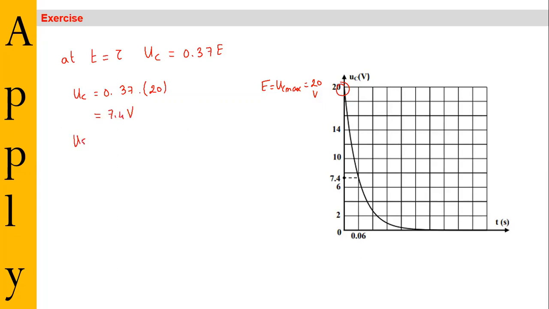Now, using the figure with the graph, when I put 7.4 on the figure, uc equals 7.4 volts. If I bring it here, then I will say that this is tau, which implies tau equals 0.06 second.